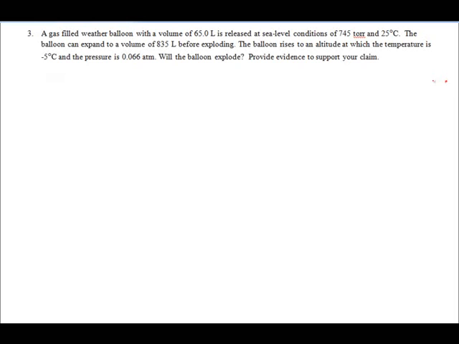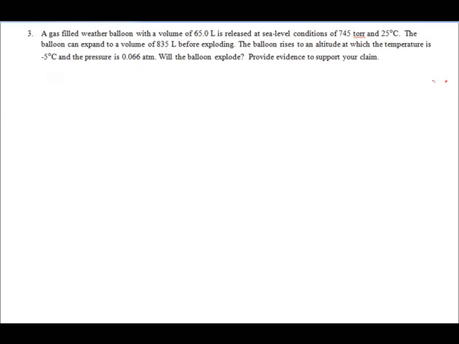Now we have a gas-filled weather balloon with a volume of 65 liters, released at sea level conditions of 745 torr and 25 degrees C. The balloon can expand to a volume of 835 liters before exploding. The balloon rises to an altitude at which the temperature is -5 and the pressure is 0.066 atmosphere. The question is, will the balloon explode? Provide evidence to support your claim.